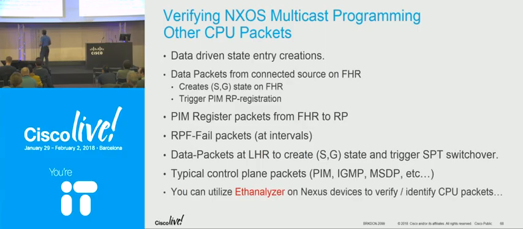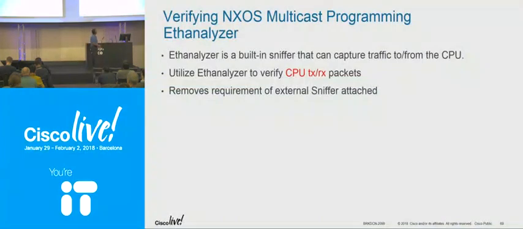Now, how can we see what types of packets get punted to CPU? Ethanalyzer is a wonderful tool available in Nexus that can be used to identify what type of packets are getting punted to CPU. Ethanalyzer is an inbuilt packet sniffer, so you don't need any external sniffers. It's a simple ethanalyzer command, which can be used to define the number of packets that you want to look at or filter.